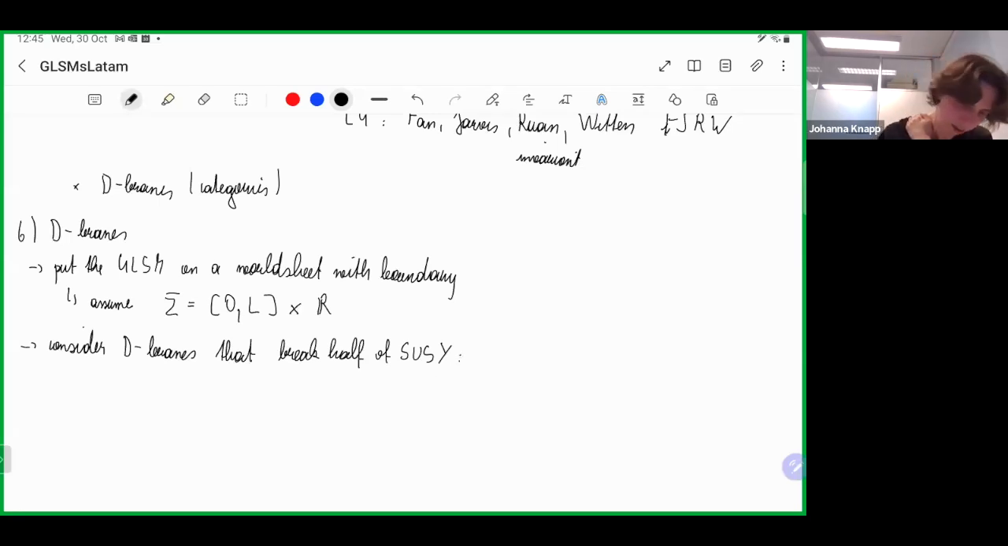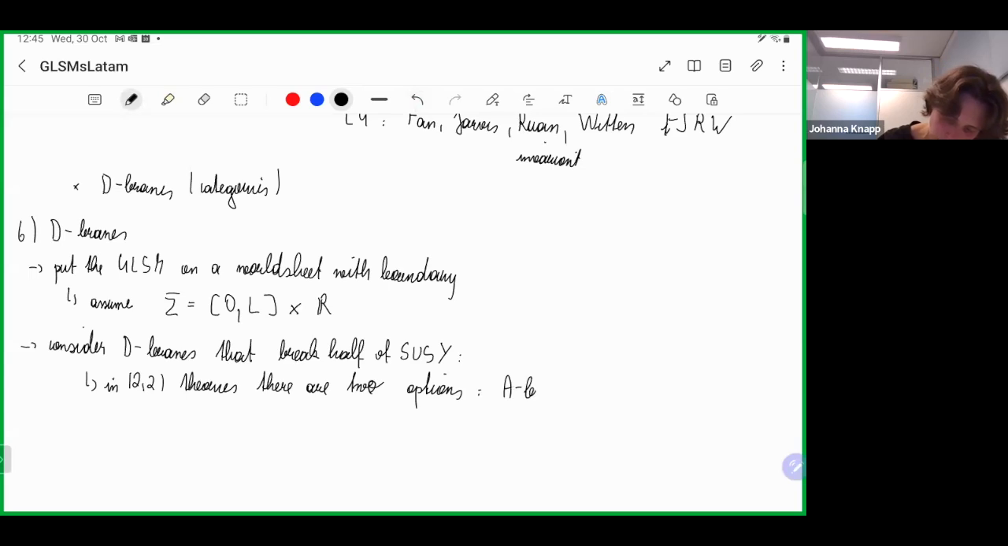If you take, for instance, Witten's paper on mirror symmetry and topological field theory, or if you look at Aspinwall's iconic lecture notes on D-branes and Calabi-Yau, you will see that in (2,2) theories there are two inequivalent options to do this. And they lead to something called A-branes versus B-branes.